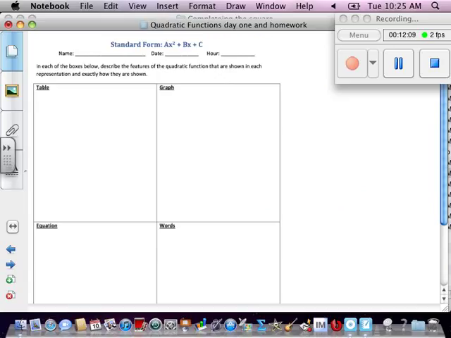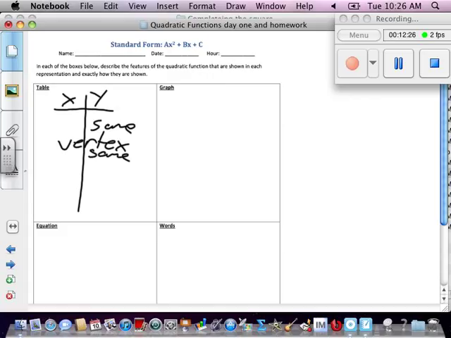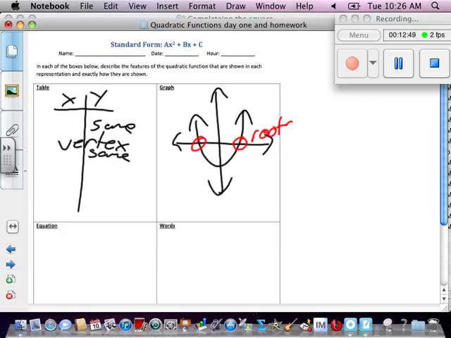Okay, we're going to do standard form, ax squared plus bx plus c. So again, same thing for the table. This time I've made a box. The graph. We've got, again, we know where the roots are. They cross the x-axis. We know we've got the vertex.